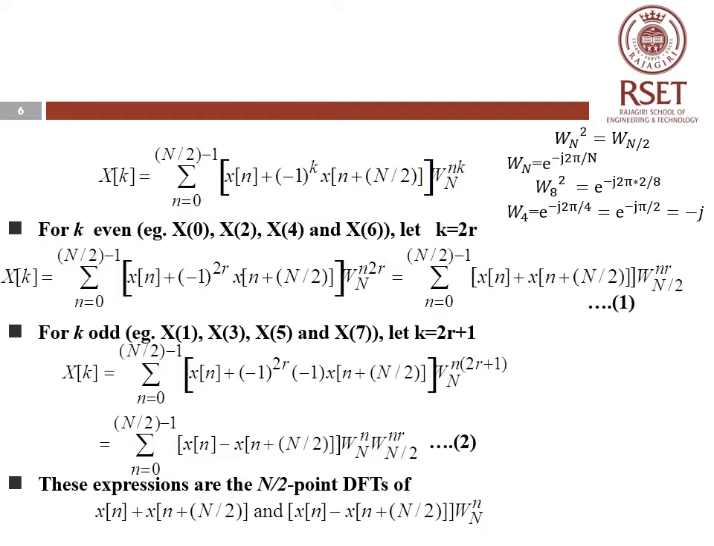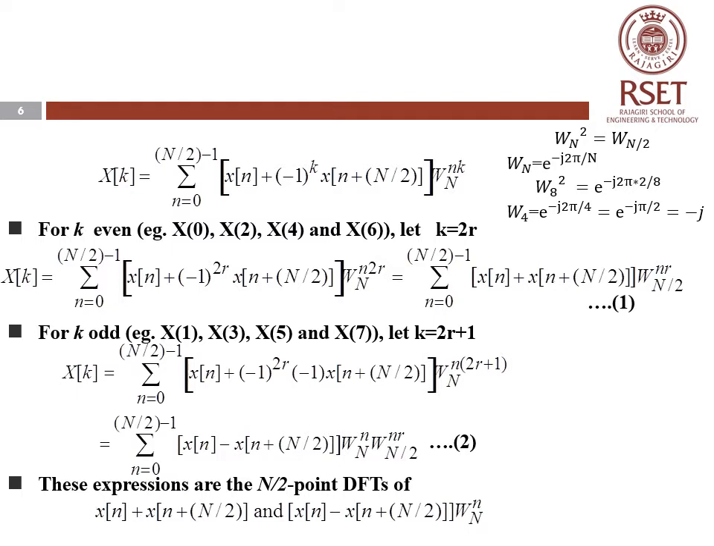For even values of k, that is X of 0, X of 2, X of 4 and X of 6, what happens to minus 1 raised to k? That is positive. So from equation 1 we get X of k as sigma of x of n plus x of n plus N by 2 into W_N by 2 raised to nr. That means the N-point DFT is converted to an N by 2 point DFT as shown in equation 1.